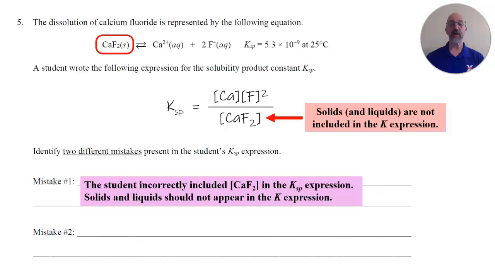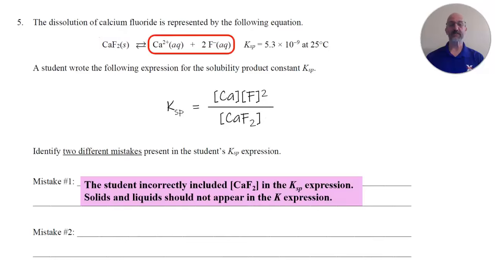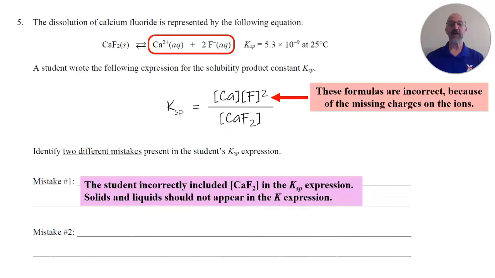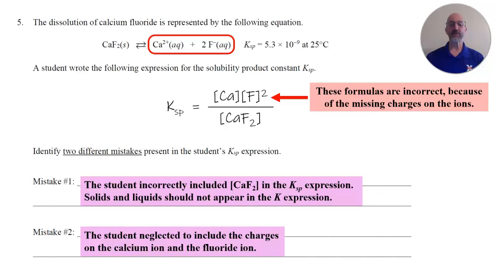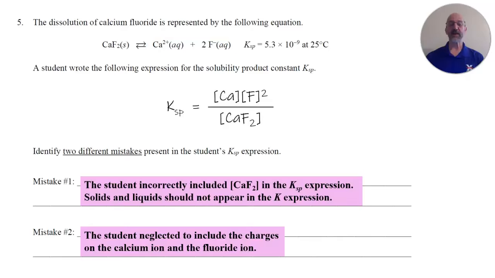but solids and liquids should not appear in the equilibrium expression. Now, the second mistake that the student made has to do with the chemical formulas for the products in this equation. The formula for the calcium ion should be written as Ca2+. The formula for the fluoride ion should be written as F-, and we can see that these formulas in the student's expression are incorrect because of the missing charges on the ions. So mistake number 2 is that the student neglected to include the charges on the calcium ion and the fluoride ion.